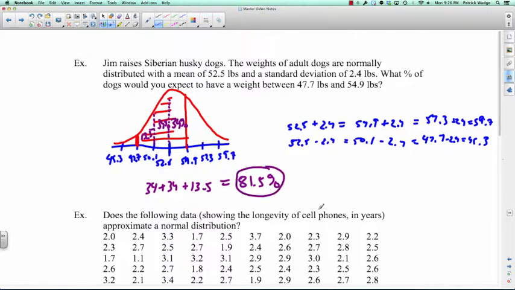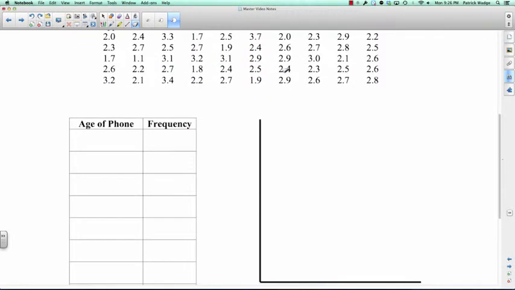Now, if you're really thinking, you might have a question. You might say, yeah, but these were perfect numbers. What if it didn't say 54.9, it said 55.9? Because 55.9 isn't on here, how would I know where to put the line? We're going to talk about that later, but we won't talk about that today. For today's work, they'll all work out perfectly like that. Okay?